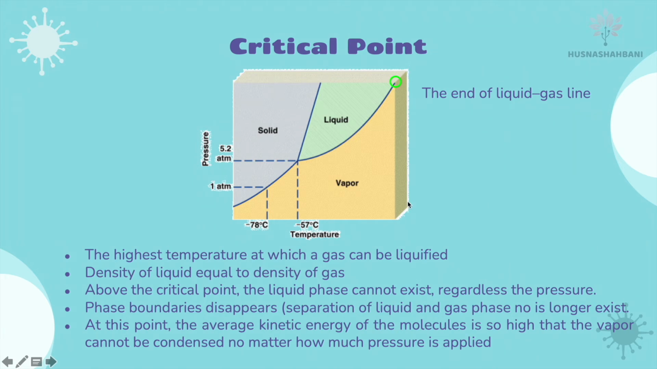At this point, the average kinetic energy of the molecules is so high that the vapor cannot be condensed no matter how much pressure is applied. So after here, the average kinetic energy is so high that the vapor cannot be liquid anymore, no matter how much pressure you apply.